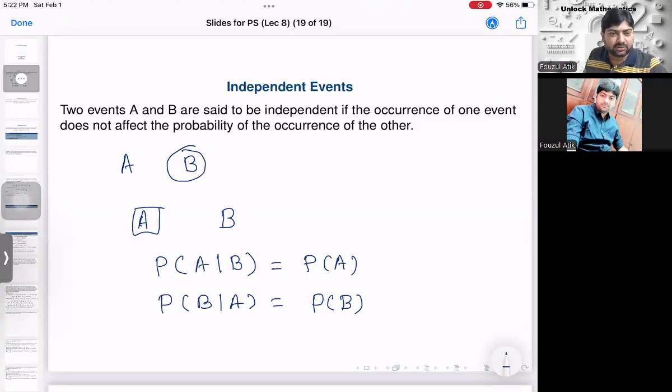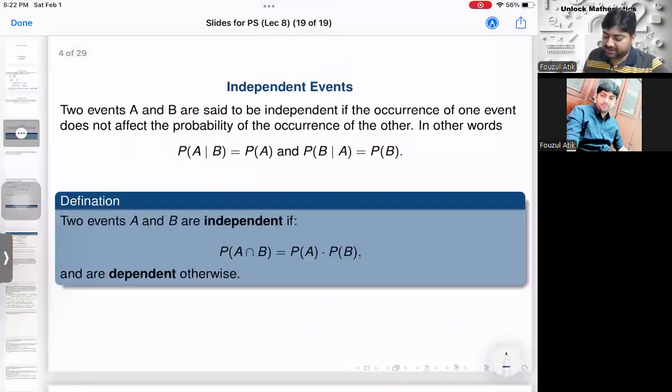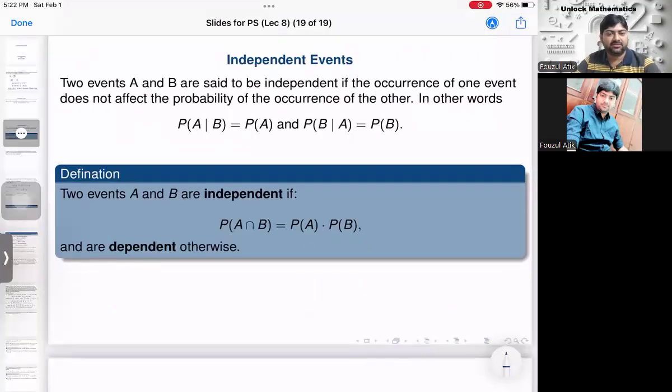Now we know the multiplication rule of probability that we discussed in the previous lecture, which says that P of A intersection B is equal to P of A into P of B given A. If the events A and B are independent, then P of B given A is P of B, so it is equal to P of A into P of B. So finally, if two events A and B are independent, then the probability of their intersection is equal to probability of A into probability of B. This gives you the definition of independent events: the two events A and B are independent if P of A intersection B equals P of A into P of B. Otherwise, if this relationship does not hold, then A and B are dependent.